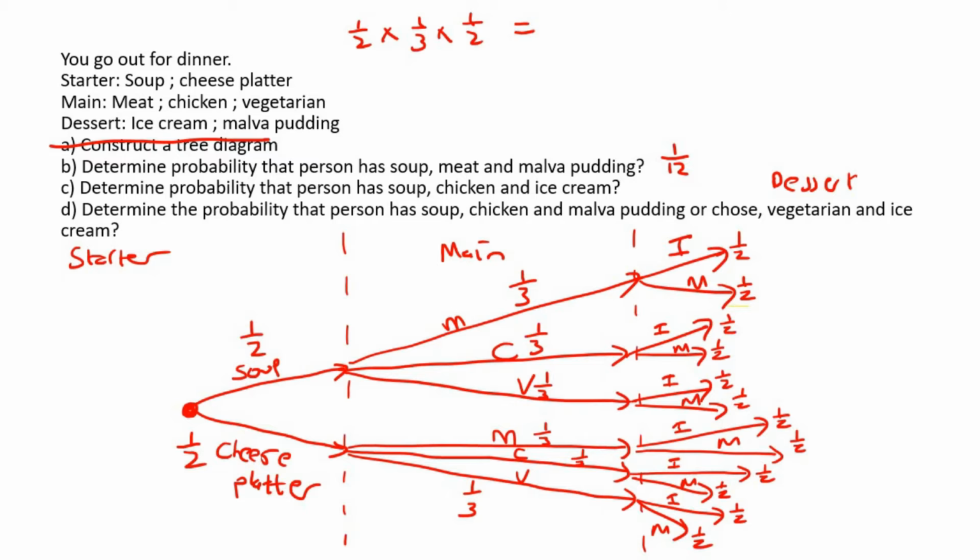Okay, so we've done question A, we've done question B. Now question C, determine the probability that a person has soup, chicken, and ice cream. Okay, so soup, chicken, and ice cream. All right, so once again, multiply. So that's going to be a half multiplied by a third multiplied by a half. And that's going to give us exactly the same answer as the first one, so that's going to be 1 out of 12.